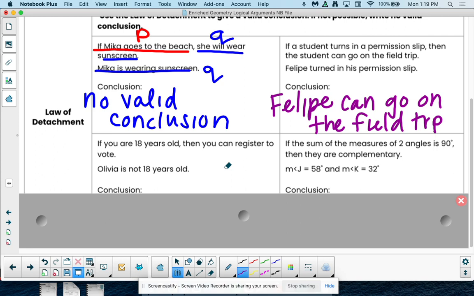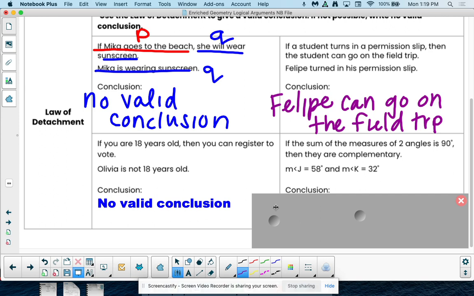Okay, on the first one, if you are 18 years old, then you can register to vote. Olivia is not 18 years old. What's our conclusion? No valid conclusion. And if you thought then she can't vote, that's a good idea. However, what if she's 19? Can she vote? If she's 62, can she vote? You don't only have to be 18 to vote. You just have to be 18 or older, right? So that's why it's no valid conclusion.